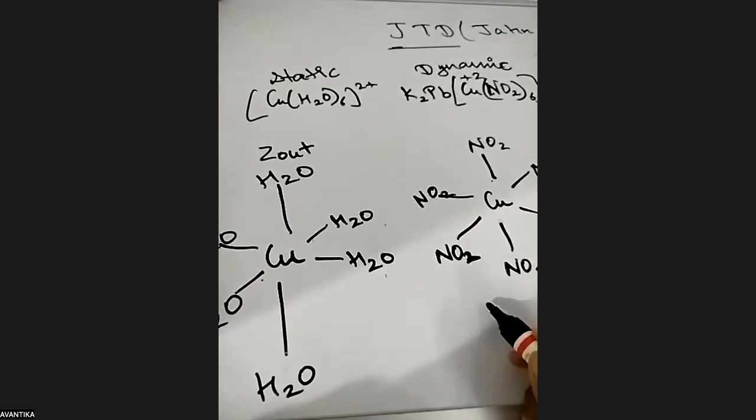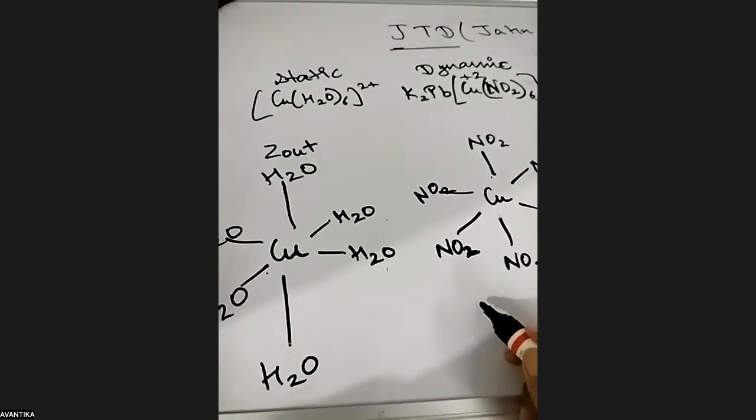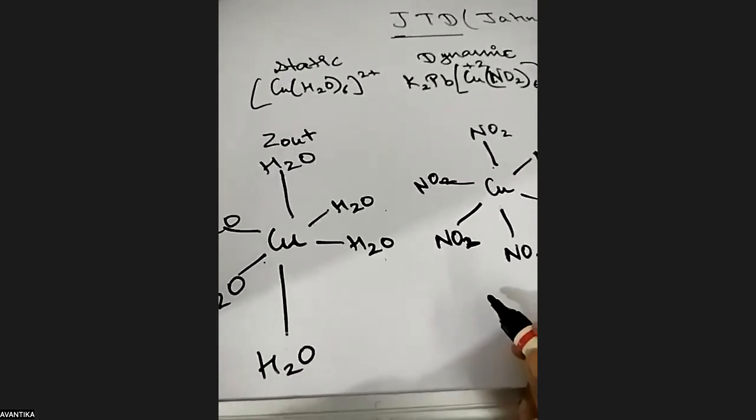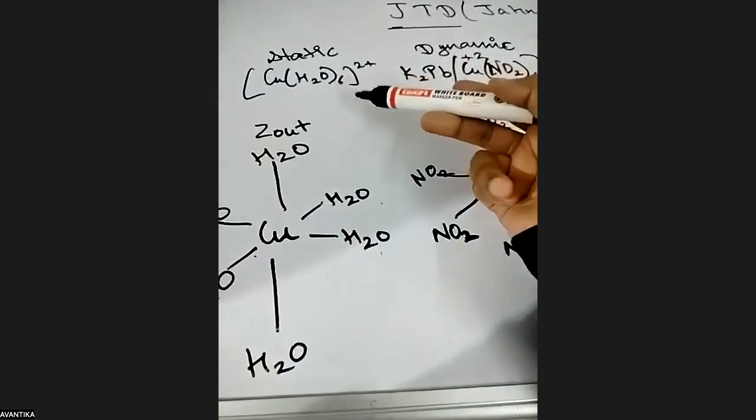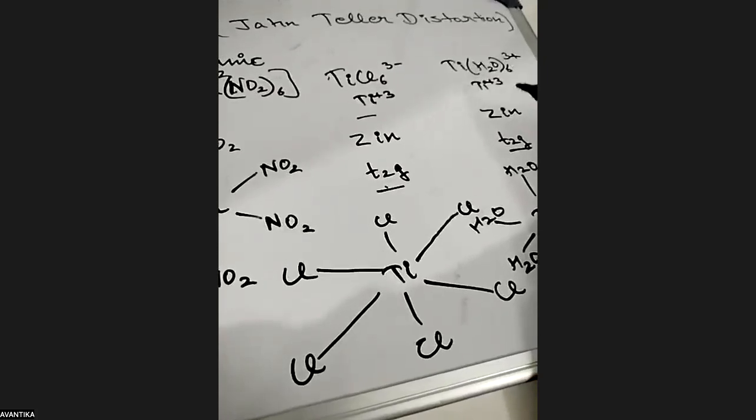There are a few more examples of dynamic JTD. Along with [Cu(H2O)6]2+, instead of [Ti(H2O)6]3+, if we have taken iron, then here also dynamic JTD will occur and we will observe all the bond lengths are equal.